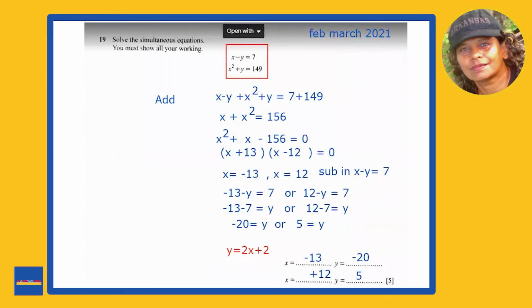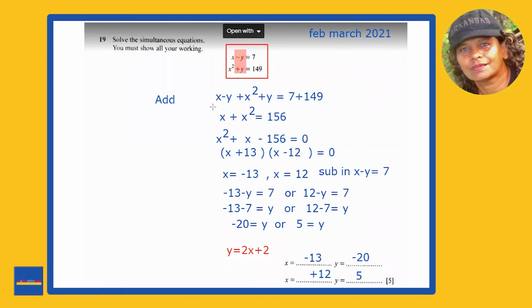The next question is question 19, solving simultaneous equations. For this, we have x minus y equals 7 and x squared plus y equals 149. Now, remember, it's a linear and quadratic equation. Usually we substitute, but in this case, we have a minus y and a plus y. So if we add them, we simply cancel off the y's, and that's what we do.